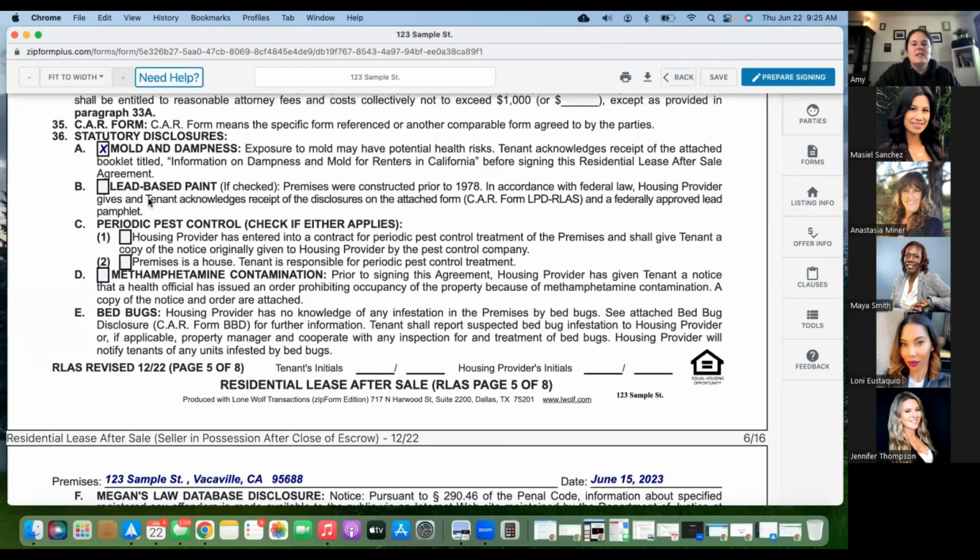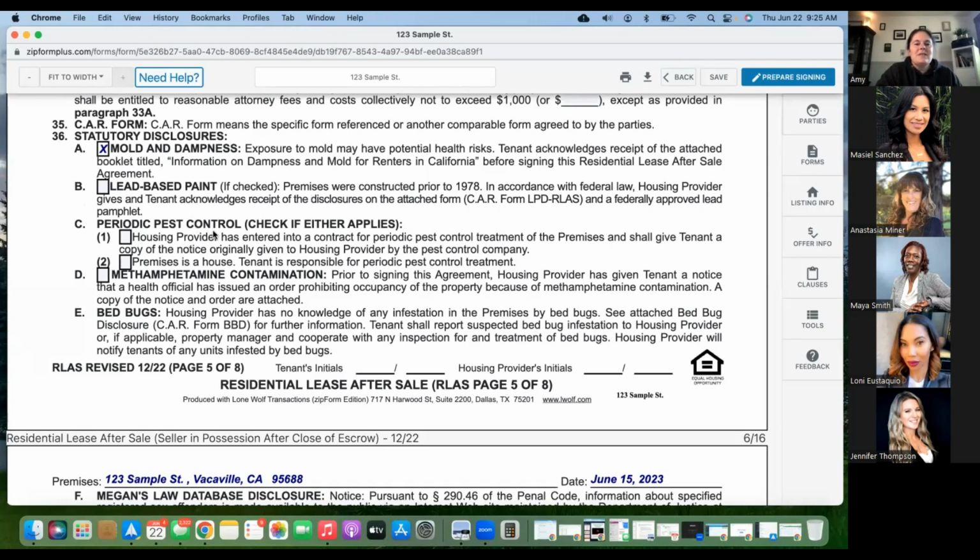Lead-based paint, if checked, the premises were constructed prior to 1978. So if it's before 1978, we need to check this box. In accordance with the federal housing law, housing provider gives tenant, and tenant acknowledges receipt of, the disclosures on the attached form LPD-RLAS and the federally approved lead pamphlet.